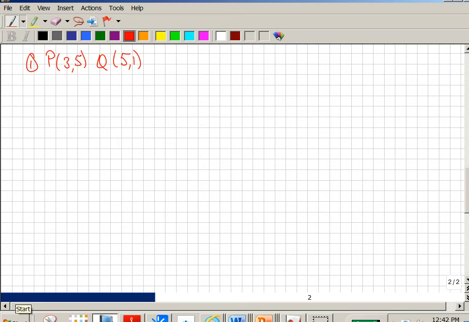I'm going to work through the solutions for the Chapter 6 Quiz 1. Number 1, what is the distance from P to Q? P and Q were given, so you simply use the distance formula, which is the square root of x2 minus x1 squared plus y2 minus y1 squared.